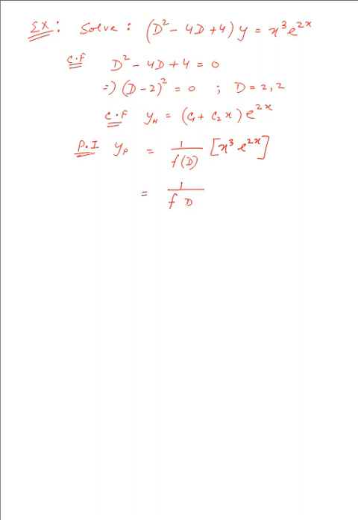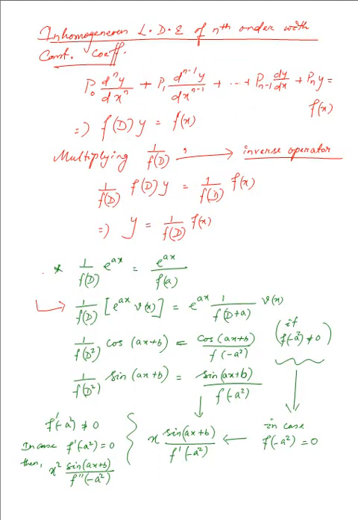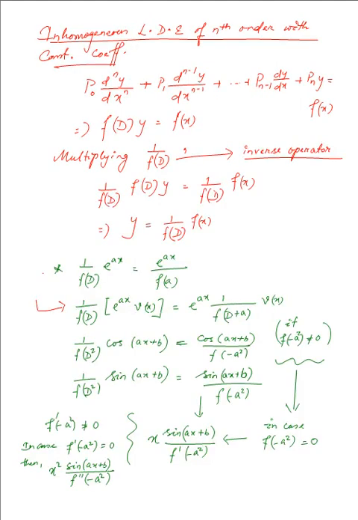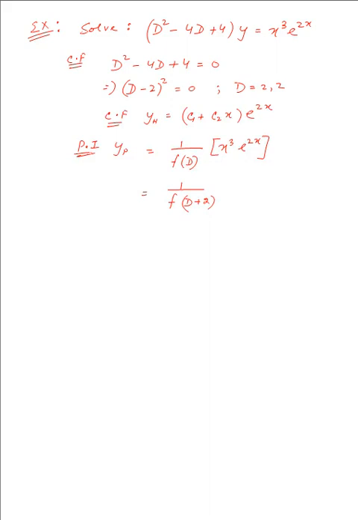That is going to be in the form 1 upon f(D plus a), a being the factor multiplied to x in the power of the exponential e. So this is e to the power 2x, so this is f(D plus 2), multiplied to the equation over here: e to the power 2x, 1 upon f(D plus 2) multiplied to v(x), so v(x) is x cube.